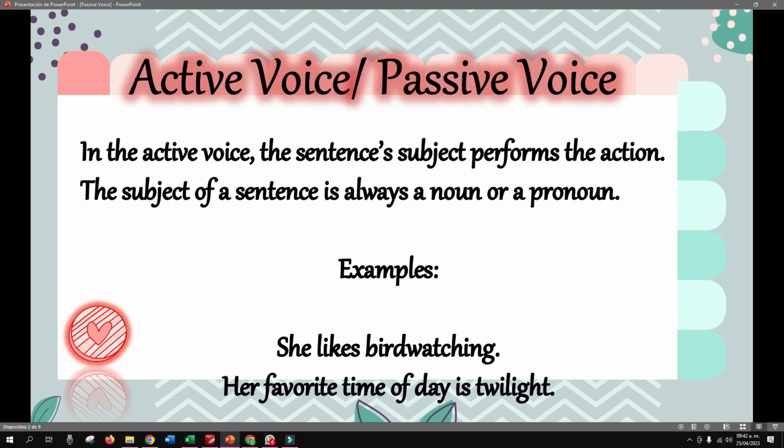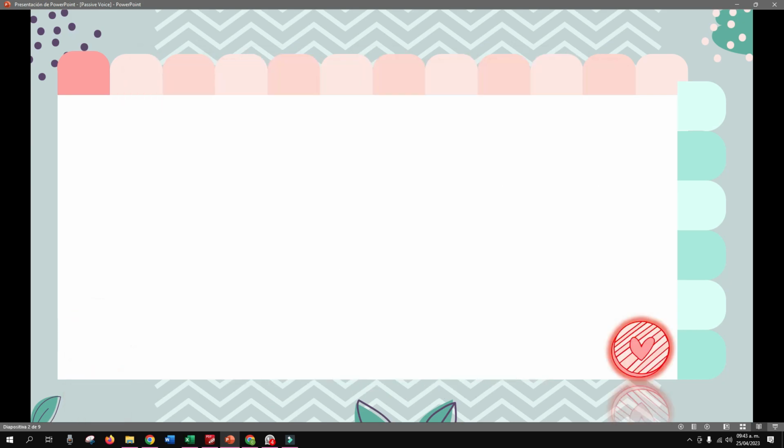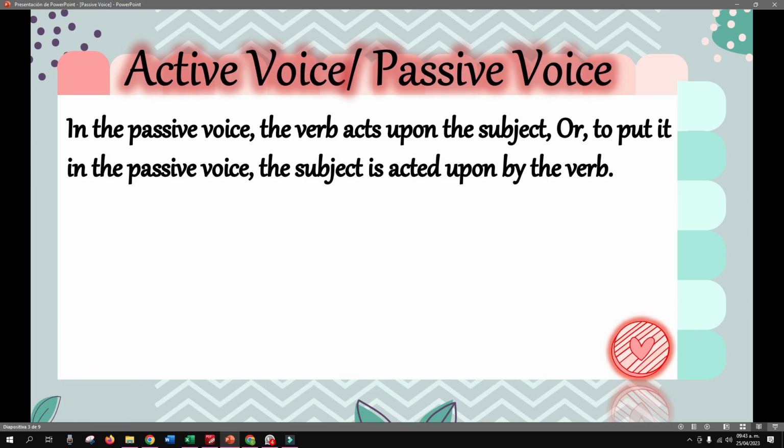But what about this one? Her favorite time of the day is twilight, right? It's another active voice sentence, right? You have there the subject, her favorite time of the day, and also you have the verb and the complement. So this is a common sentence in English, the active voice. What happens with the passive voice?